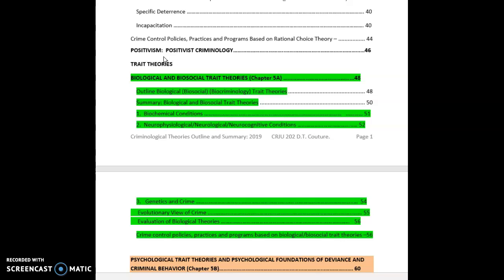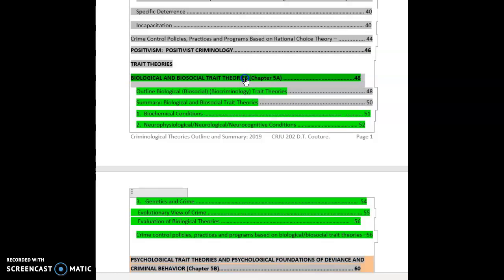If you think of the word positivism in the context of positivist criminology, it is not meant to be positive as in a good thing. It means something in addition to, like positive numbers. You're adding something to someone's thinking process, whether that process is rational or not. And as such, the positivist trait theories focus on biological, psychological, or social forces that may impact, even prohibit, rationality and free will. I'm going to take us now to the biological and social trait theories, which start on page 48 of this document.